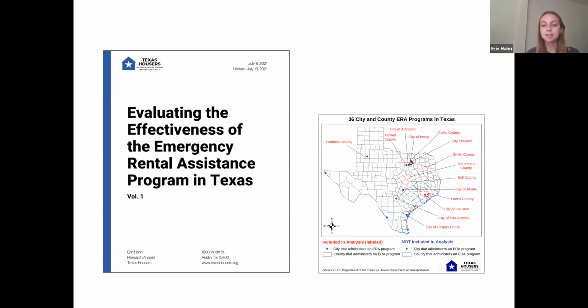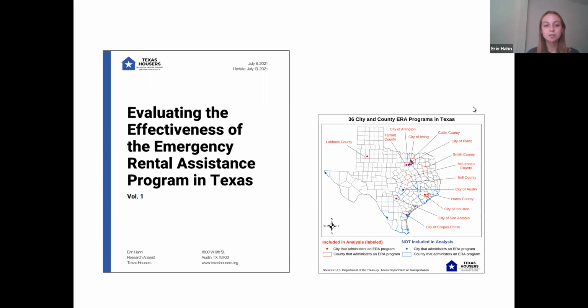A few weeks ago, Texas Housers published a report that uses data we received from a sample of the 36 jurisdictions that administer local ERA programs in Texas to evaluate programs' abilities to disperse funds in an efficient and equitable manner. I'll drop a link to the full report in the chat, although I will note at this point in time, the data it's based on is dated by a couple months, and we're in the process of obtaining more information to be able to update this analysis with a second report in coming weeks.